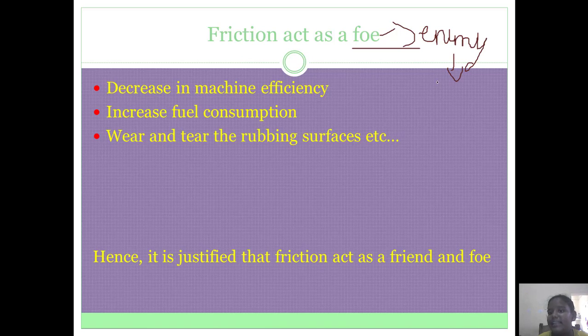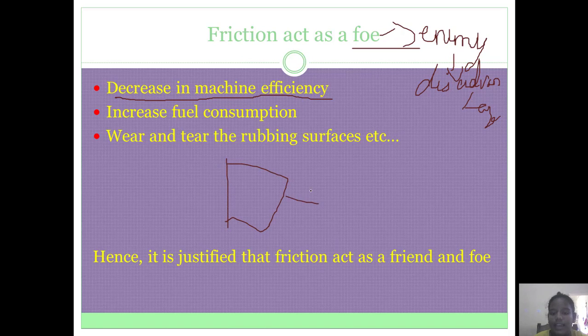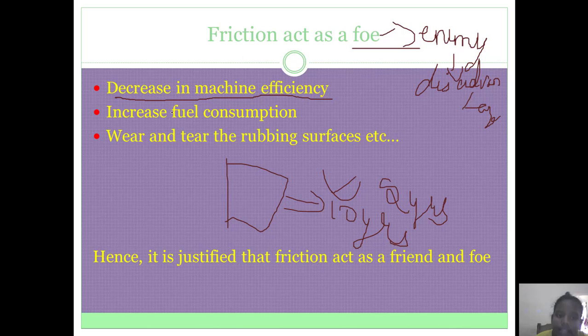You can say disadvantages. First, a decrease in machine efficiency. A machine's efficiency means its long-lasting stability. Suppose I can use this machine for 10 years, but due to friction its life becomes 5 years. Friction also increases fuel consumption and causes wear and tear of the rubbing surfaces.